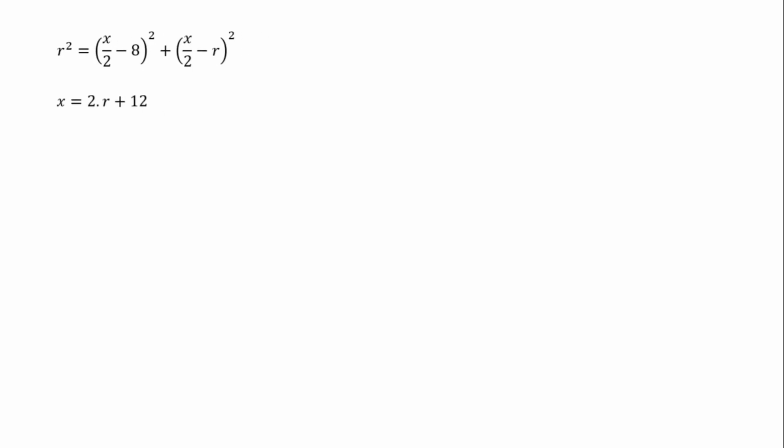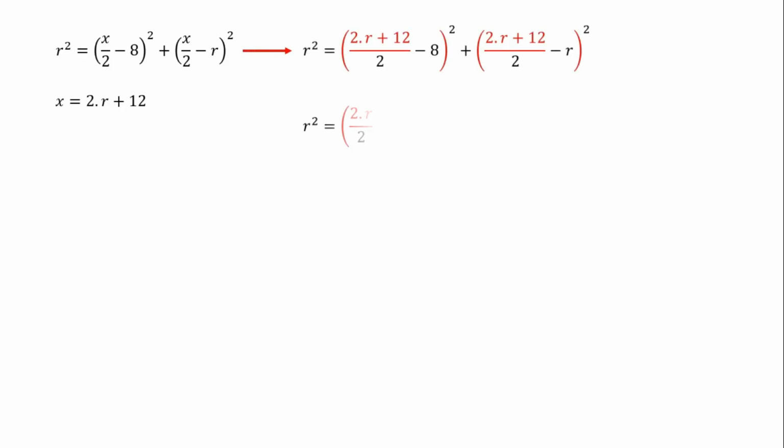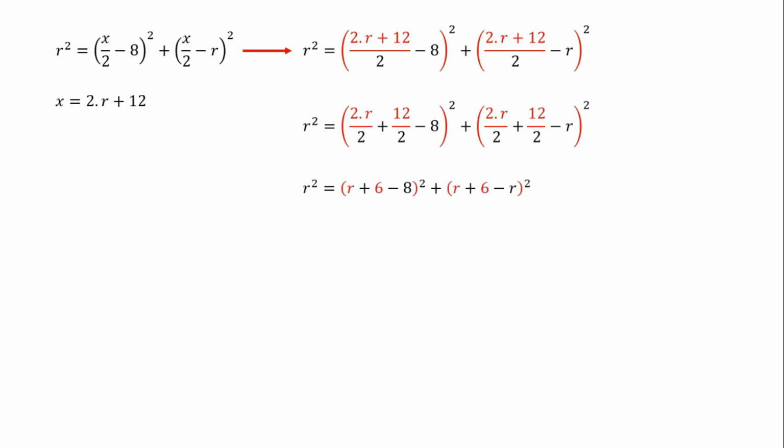Now, let's substitute x equals 2 times r plus 12 into the first equation. This gives us the following equation. Next, let's separate the fraction to simplify the expression. Then, divide both terms by 2 and we get this equation. Now let's simplify the expressions inside the parentheses. In the first parenthesis, r plus 6 minus 8 becomes r minus 2. In the second parenthesis, positive r and negative r cancel each other out, leaving us with 6.